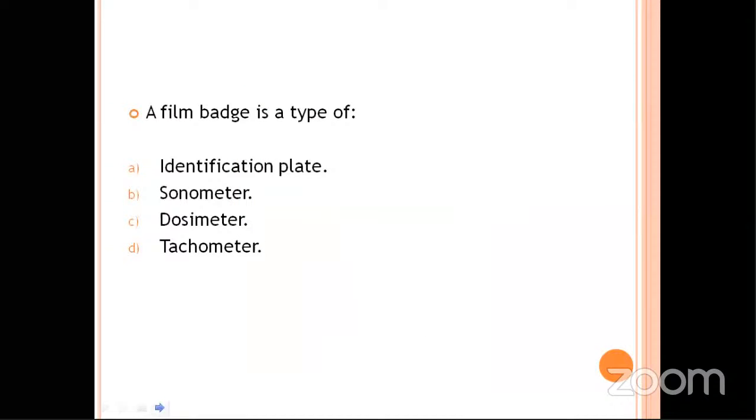The film badge is a type of identification plate, sonometer, dosimeter, tachometer. So the option is dosimeter. Film badge is actually the measure of the radiation exposure, and it is done by measuring regularly once in 3 months by the thermoluminescent dosimeter, that is the TLD badge.